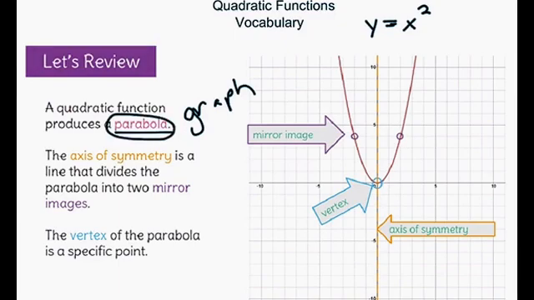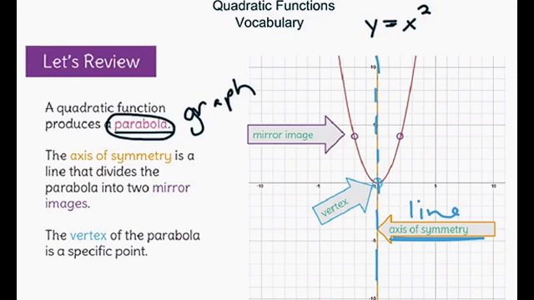Now, the axis of symmetry is the line that cuts the parabola exactly in half. So here, this arrow is pointing to the axis of symmetry. For the parent function, the axis of symmetry is the y-axis. It's not always going to be the case, though, once we do a transformation off of the y-axis. So the axis of symmetry is always going to be a line.